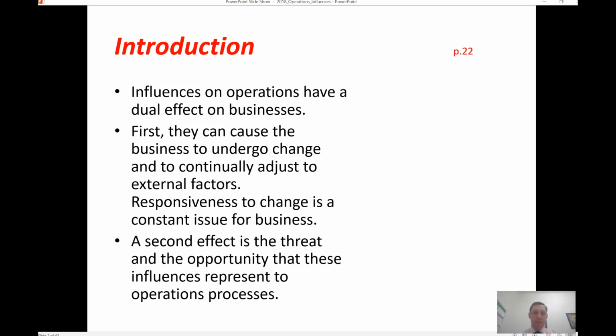How do we juggle managing the necessary change, or potential necessary change, with carrying out the business activities on a day-to-day basis at the moment? And the second effect is the threat and the opportunity that these influences represent to the operations process. So there's an opportunity to take advantage of an influence. What might that mean for the overall operations process?